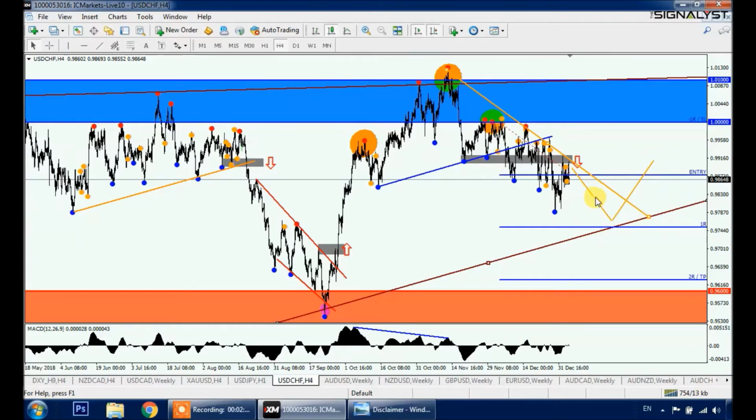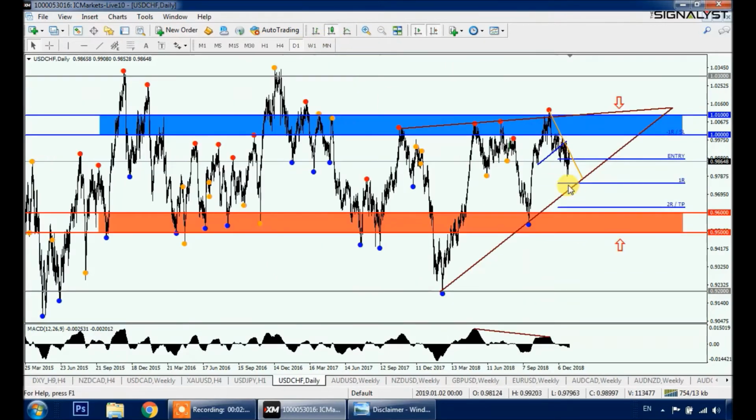So let's delete those lines, and then when price reaches around here, we will look for short opportunities around here, around our resistance area. But for now, let's wait on this one. Now we have AUD USD.